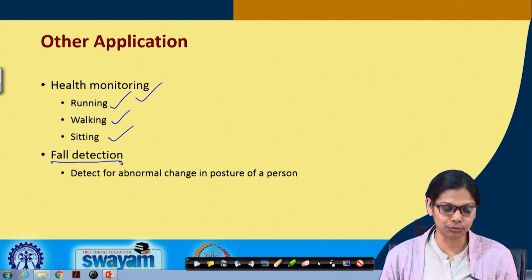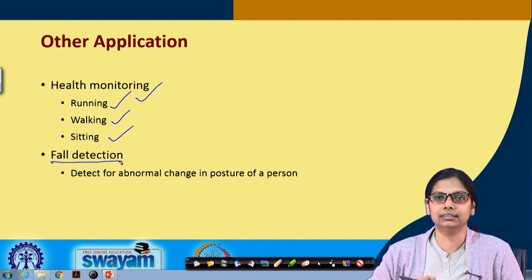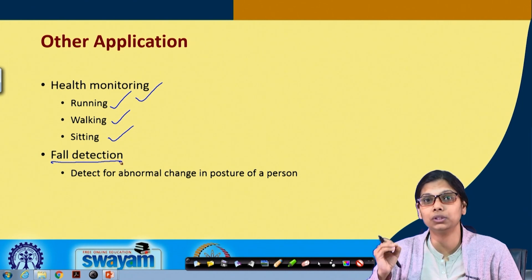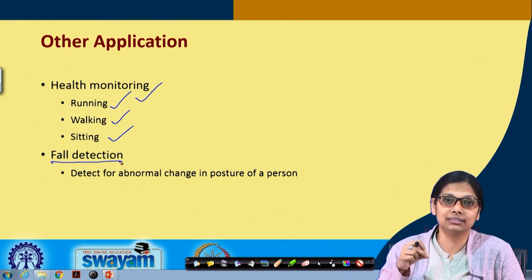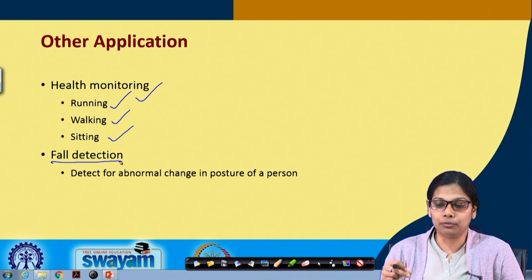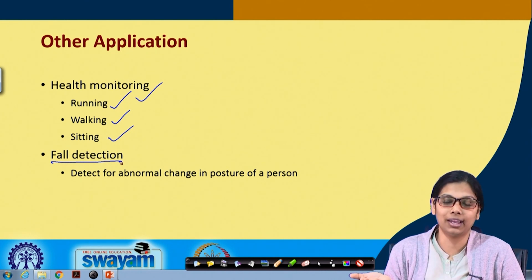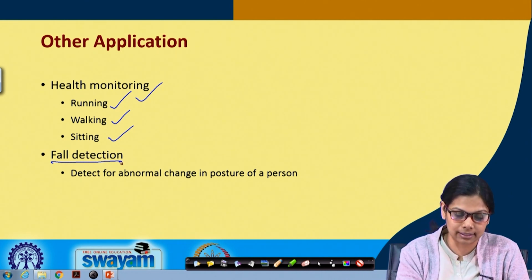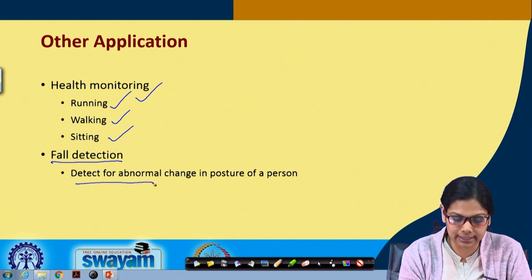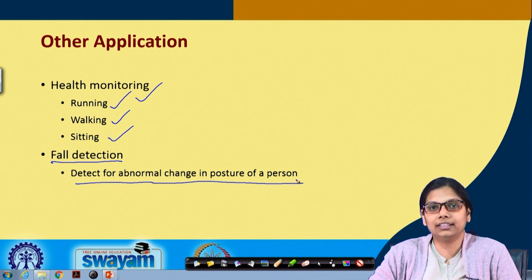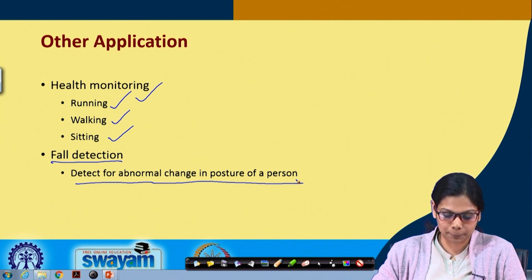This fall detection application can be done very nicely using this accelerometer, but we need to take into account various false positive conditions. All the conditions we have to check. It should not generate a false alarm. So using the accelerometer, detecting an abnormal change in the posture of a person is one of the very vital applications that can be considered. You can take it up as project work maybe.